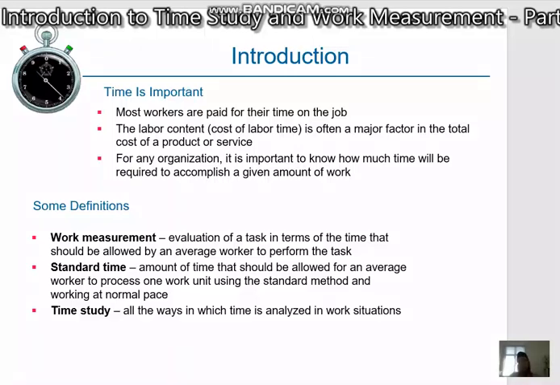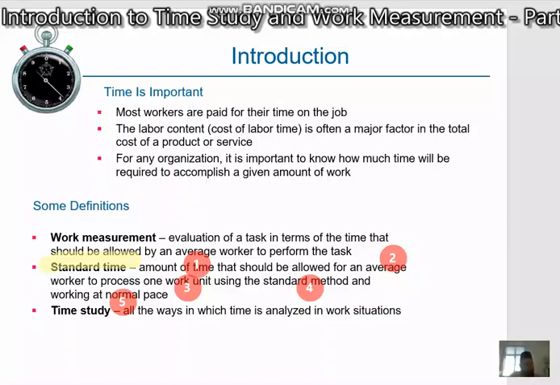So what is the definition of standard time? It is the amount of time that should be allowed for an average worker to process one work unit using the standard method and working at normal pace. From this definition, we can highlight several important key elements. First, the amount of time performed by an average worker, to process one work unit using the standard method, and working at normal pace.